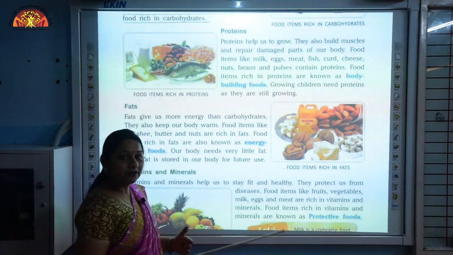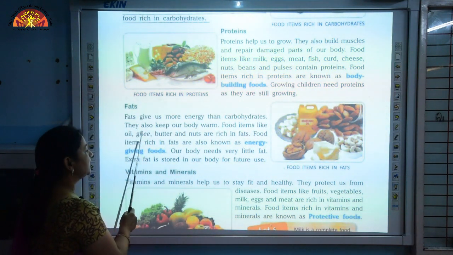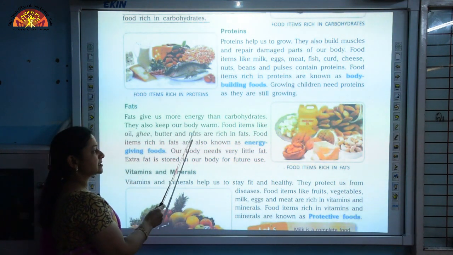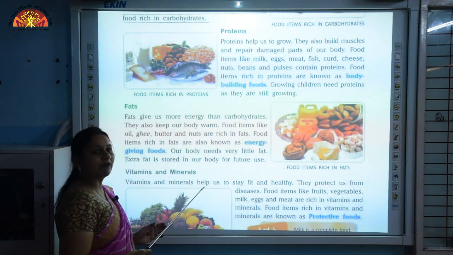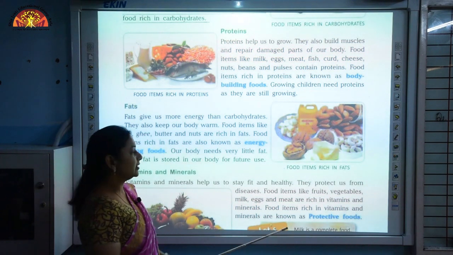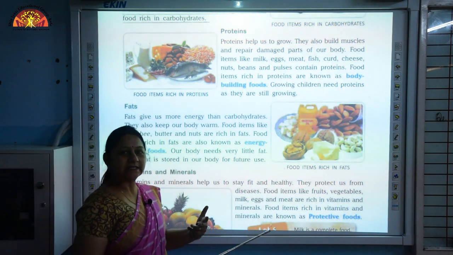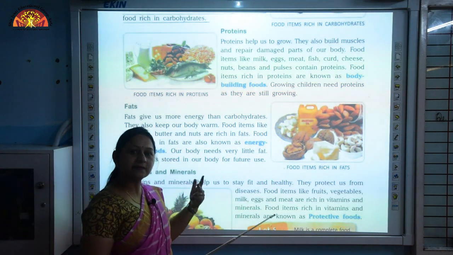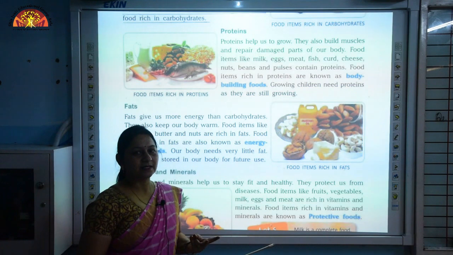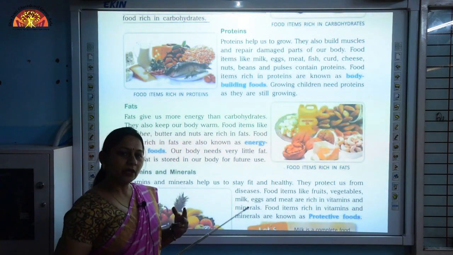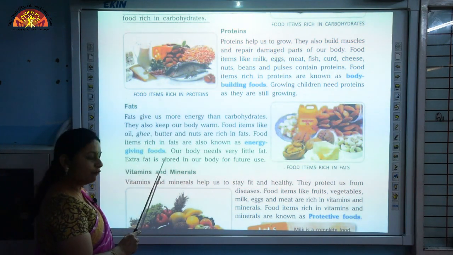And what are the food items that are rich in fats? Food items like oil, ghee, butter and nuts are rich in fats. As fats provide us energy, we call them energy giving foods. So we have two nutrients that come under the same heading, energy giving foods: carbohydrates and fats. Both give us energy.